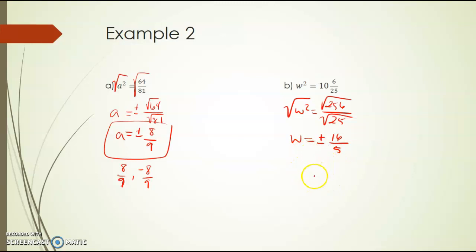And then Math Excel would want you to turn that back into a proper mixed number. So W would equal plus or minus, 5 goes into 16 3 times. That takes 15 out, so we're left with 1/5. So plus or minus 3 1/5 would be our answer.